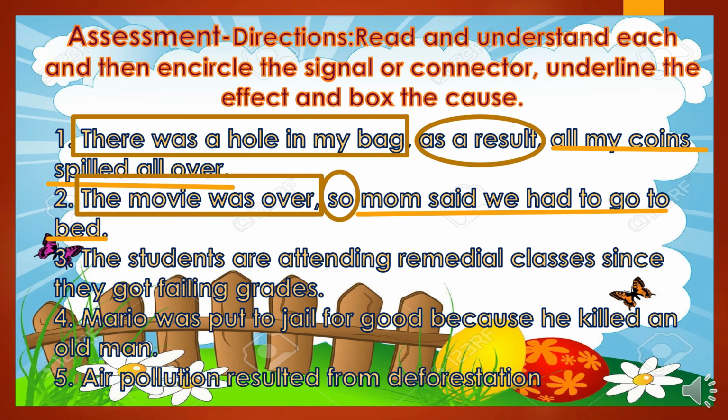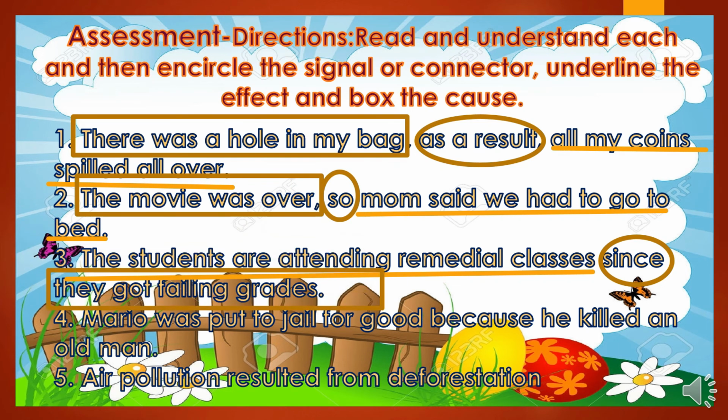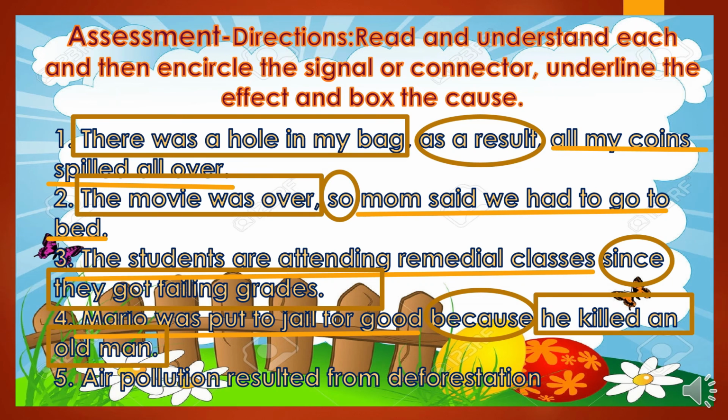For number 3, the connector is since. The effect, the students are attending remedial classes. And the cause, they got failing grades. For number 4, the signal or connector is because. The effect, Mario was put to jail for good. And the cause, he killed an old man.